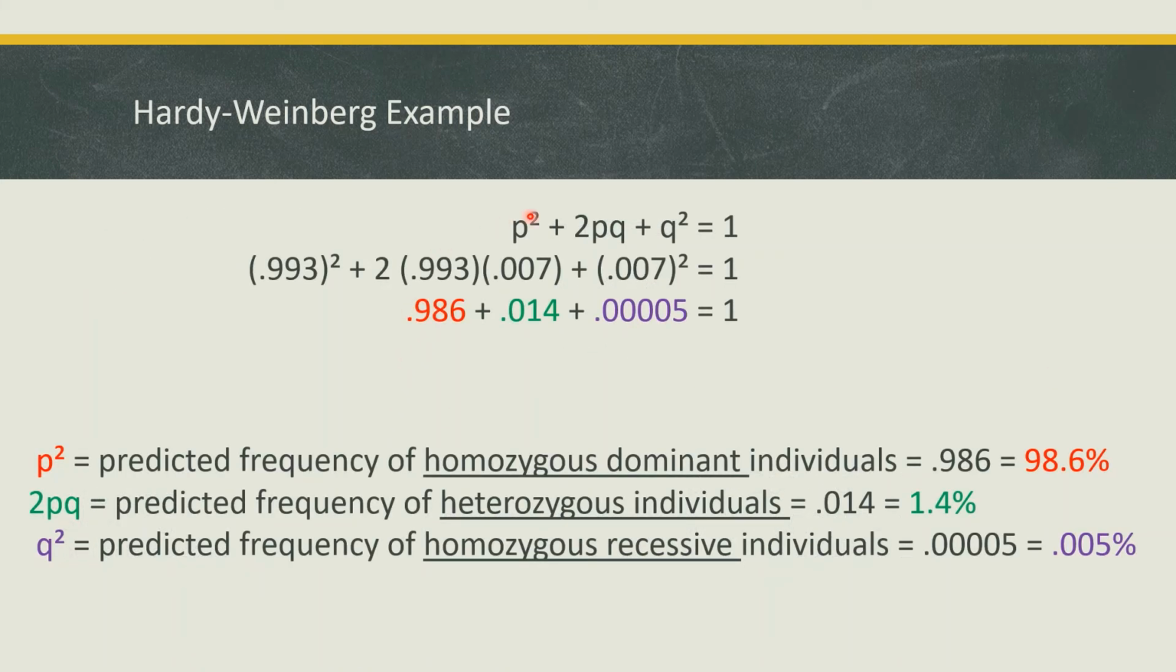We get that P squared, or the predicted frequency of homozygous dominant individuals, is 0.986, or 98.6% of the population. We also see that the predicted frequency of heterozygous individuals, our 2PQ, is 0.014, or 1.4%. And Q squared, or our predicted frequency of homozygous recessive individuals, is 0.00005, or 0.005%.